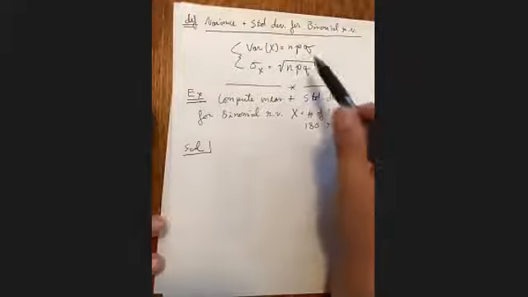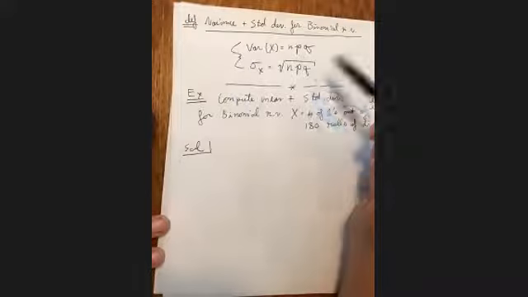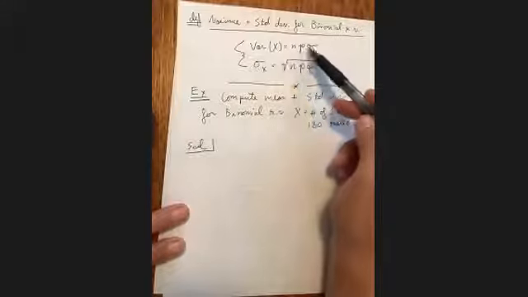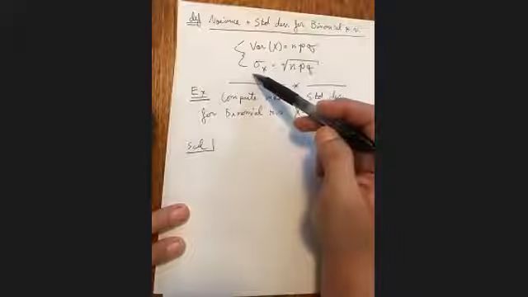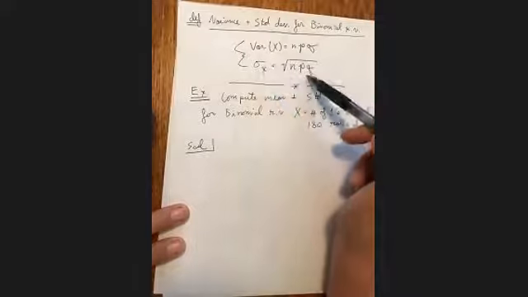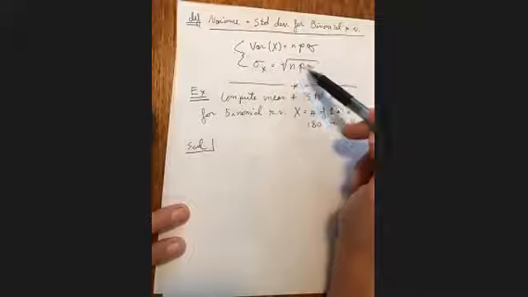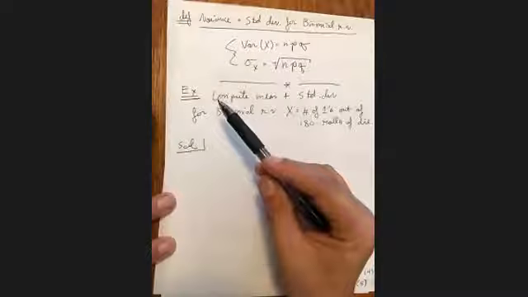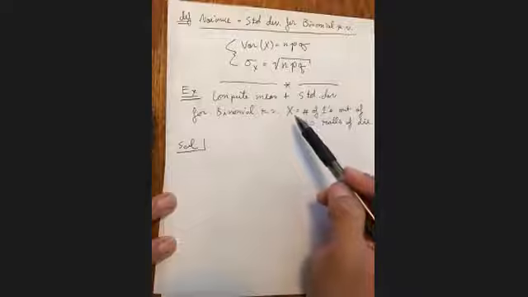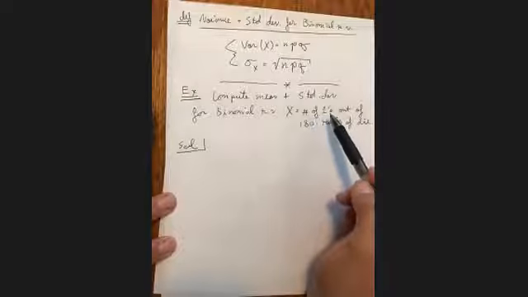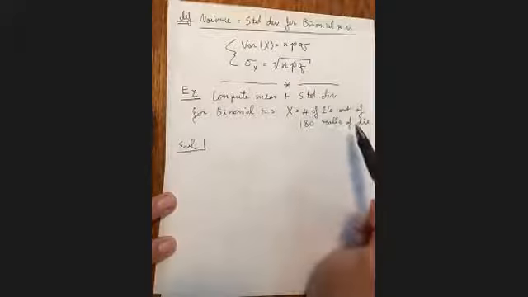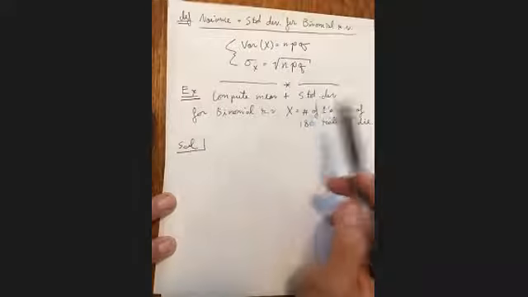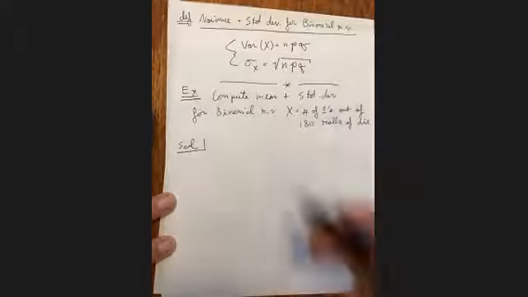Okay, so these formulas are derived for you for a binomial random variable. The variance is given by n times p times q, and obviously the standard deviation is just the square root of the variance, so the square root of npq. So let's look at an example. Here we are told that we have a random variable x that counts the number of ones out of 180 rolls of a fair die. We want to compute the mean and the standard deviation for this random variable.